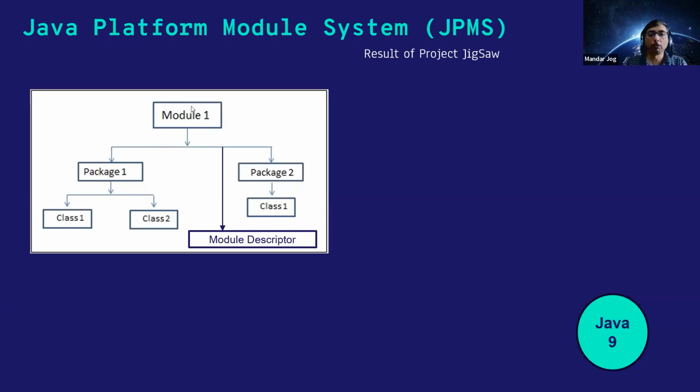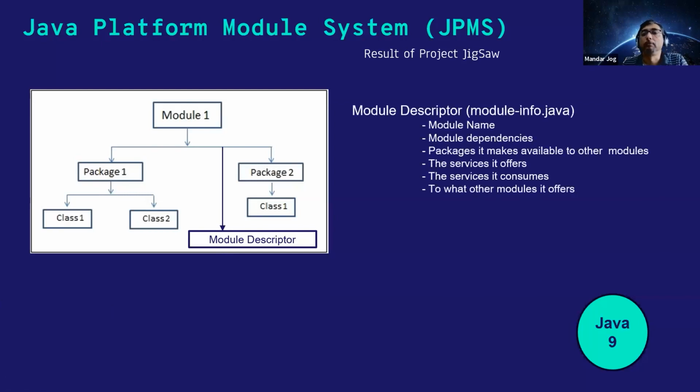One of the things which modules give you is the module descriptor, which defines the properties or configurations of that particular module. Now the question is what is in the module, why modular programming exists, and what was the need for it. The module descriptor is a typical file available in the module, named module-info.java.